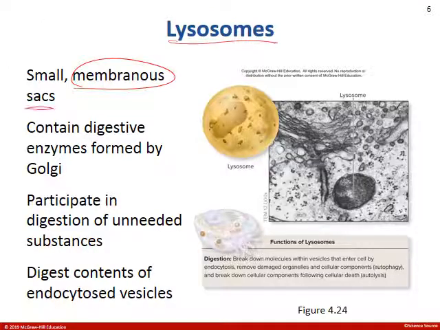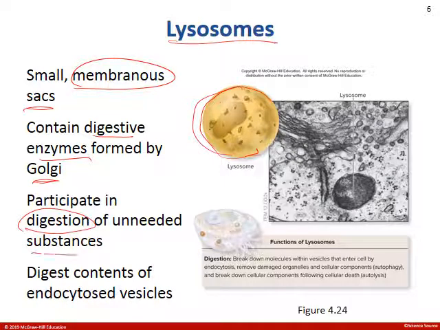Lysosomes are membranous sacs that contain digestive enzymes that were formed by the Golgi apparatus. So basically it's this little vesicle, and inside of it, it has digestive enzymes. It'll participate in digestion of unneeded substances. So kind of think of it as the garbage disposal of the cell. If you have a damaged organelle, you need to dispose of it. You don't want it taking up space in the cell. So the lysosome can engulf that item, and it can use the digestive enzymes to break it down into smaller pieces, and then those can be transported out of the cell as waste.